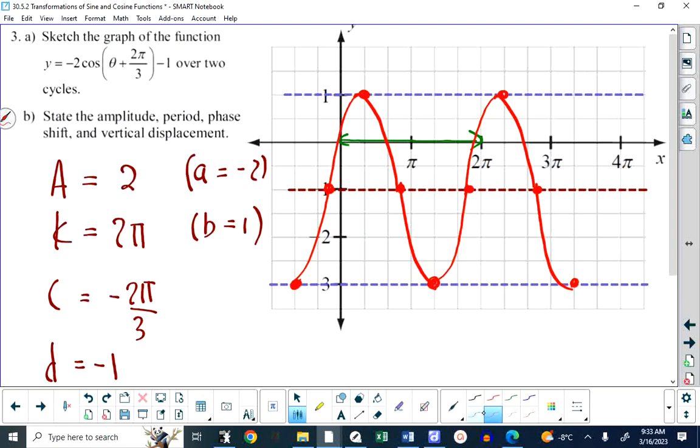Any questions with 3? You'd put arrowheads on the ends of those curves, right?